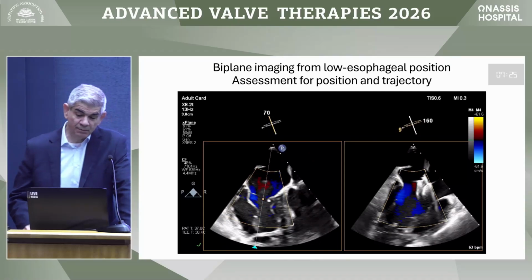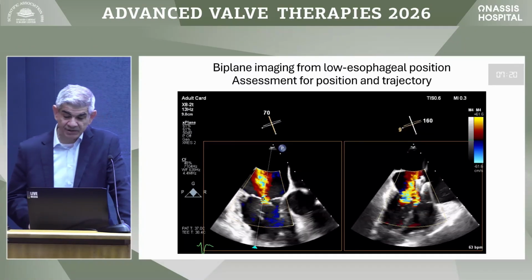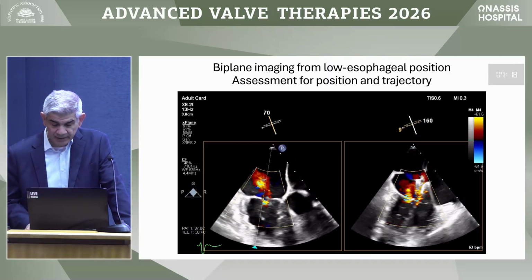And afterwards, we move to the tricuspid valve, and we assess with biplane imaging our position and trajectory. We want to be over the main color jet.